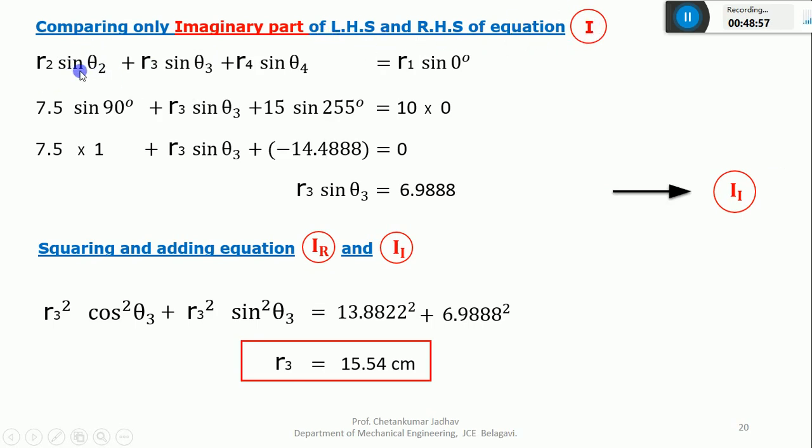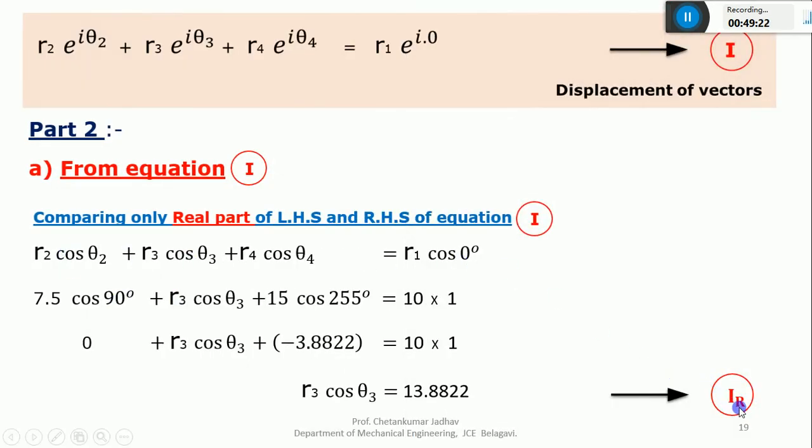Just replace cos theta 2 by sin theta 2, we'll get the same answer. The imaginary part of LHS of the first equation is R2 sin theta 2, R3 sin theta 3 plus R4 sin theta 4, and similarly the imaginary part of RHS is R1 sin 0. If you are able to get this one, the remaining is the same. Just substitute the values. You can see it is the same as IR. When you compare the real part, you got this one. In a similar manner, when you compare the imaginary part, you get the same answer. Instead of cos, you will get sin. That is the only difference. R2 remains same, R3 remains same, only the cos becomes sin.